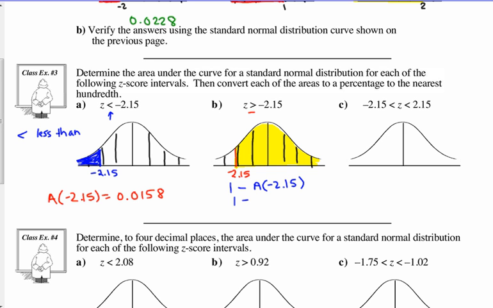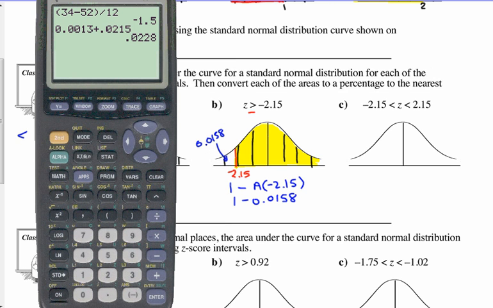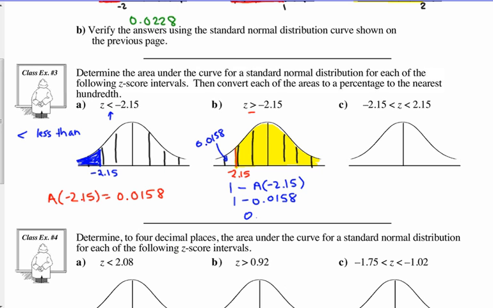So we already did this previous question, and we got our area to be 0.0158 to the left. This area here was 0.0158. And so since it always adds to 1, everything, we have 1 minus that area. So 1 minus 0.0158 is going to give us 0.9842. And so that would be the area to the right.